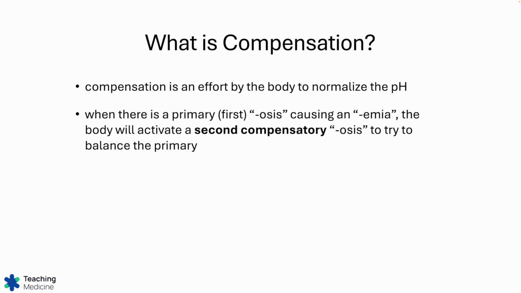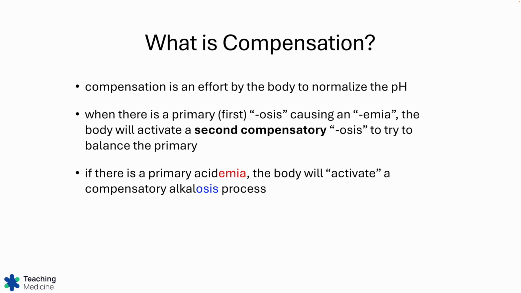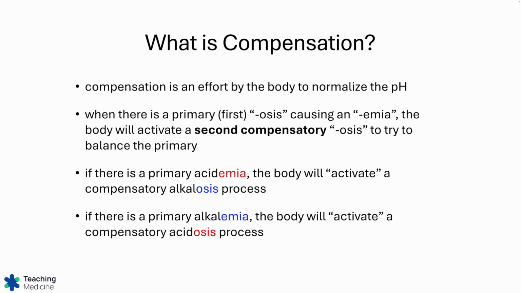So when there is a primary or initial osis process causing an emia, the body will activate a secondary compensatory osis process to try to balance off the primary one. For example, if there was a primary acidemia, the body will activate a compensatory alkalosis process to try to balance that off. And if there were a primary alkalemia, the body will activate a compensatory acidosis process.